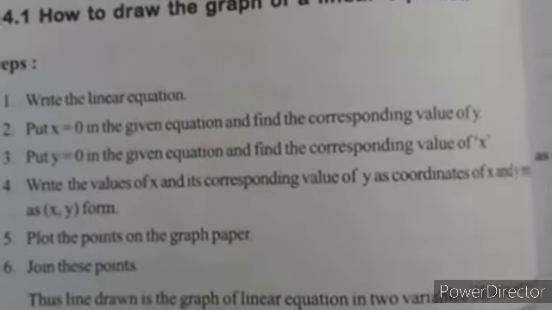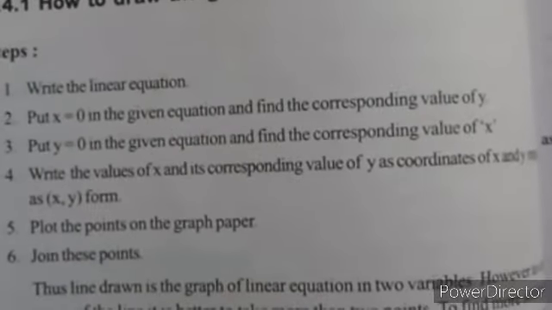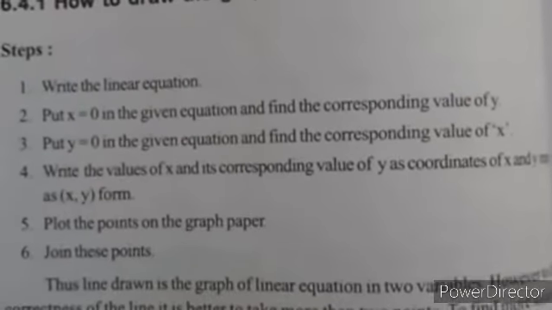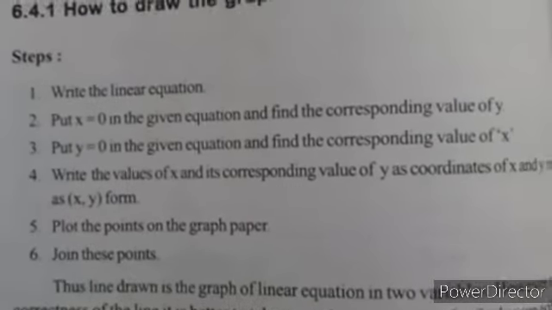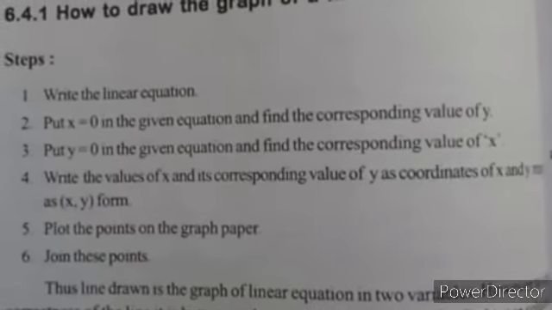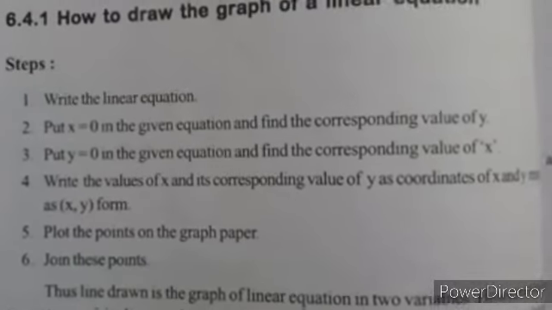Take the value of y as 0, substitute it in the given equation, and find the corresponding value of x. Now we are getting both x and y values in two different cases. That should be written in the form of x coordinate and y coordinate, as an ordered pair, and then plot the points on the graph paper and join the points.